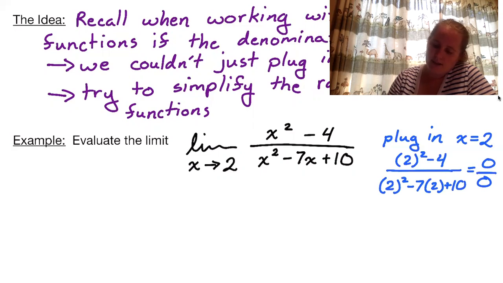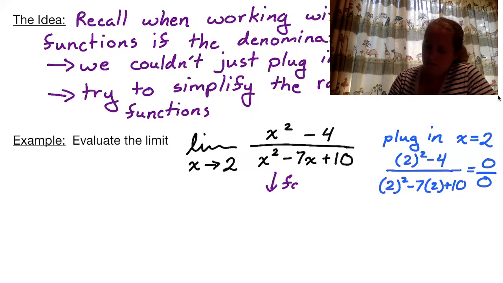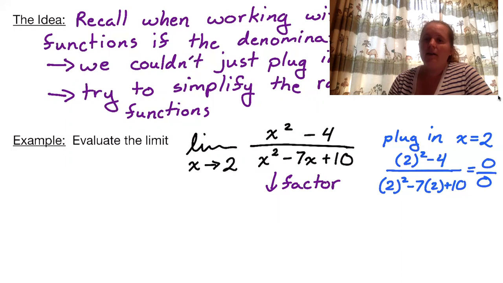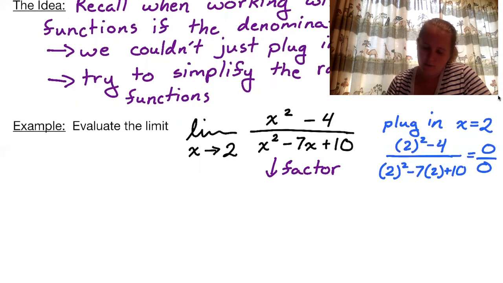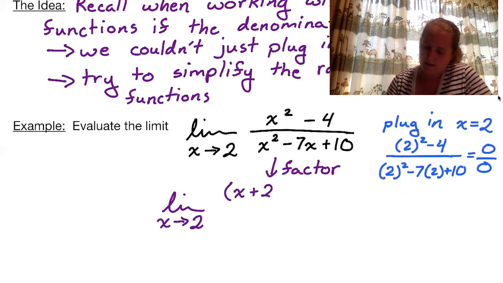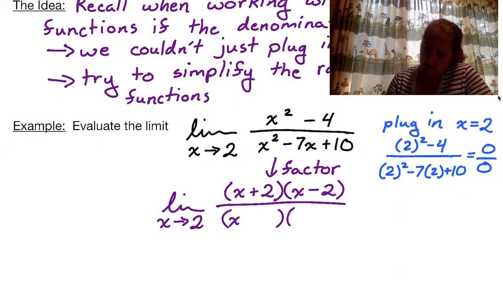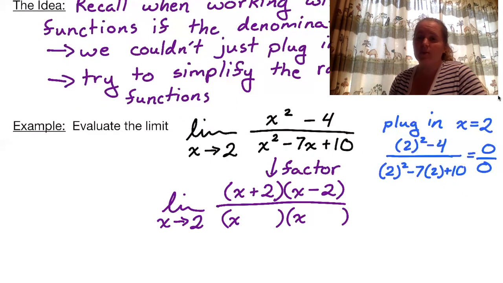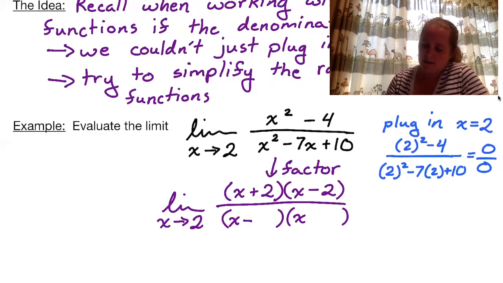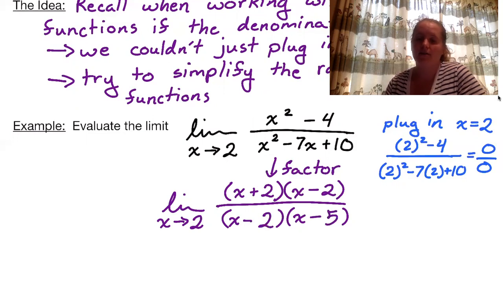So we are going to take in our old factoring technique. So we are going to factor. X squared minus 4 is a difference of squares. So we are looking at the limit as x approaches 2 of x plus 2 times x minus 2. Down on the bottom, x squared minus 7x plus 10. We are trying to multiply two numbers to get a positive 10, and they should add to negative 7. So you can do x minus 2 and x minus 5.